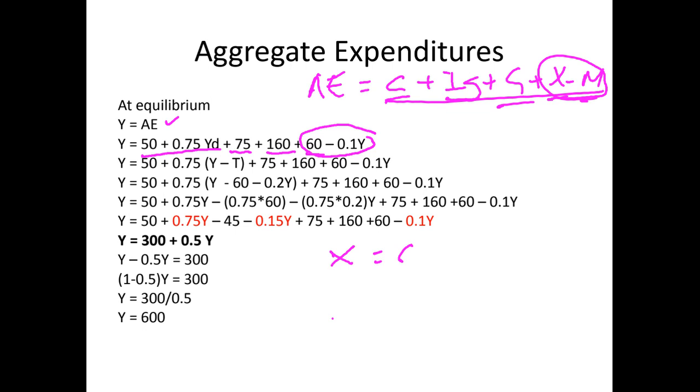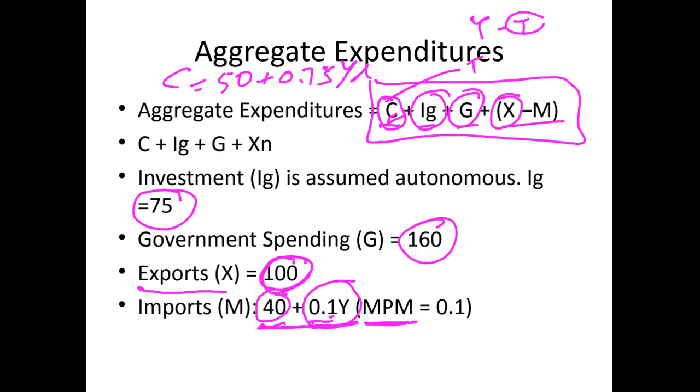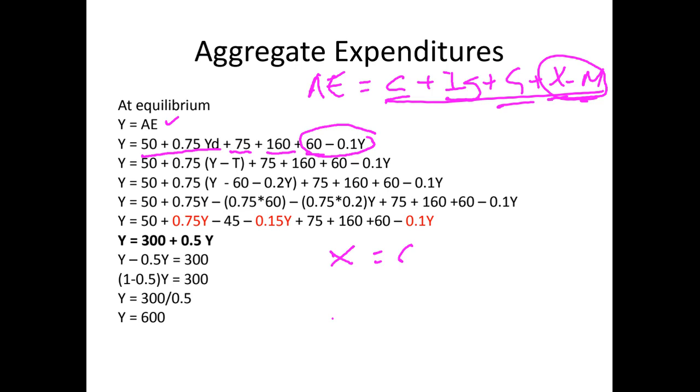Okay, so export is 100, minus imports, which is 40 plus 0.1Y. This is import, but this has a negative sign. So when you open this bracket with a negative sign, everything will be negative. So you write like this. So this is export. Hold on.